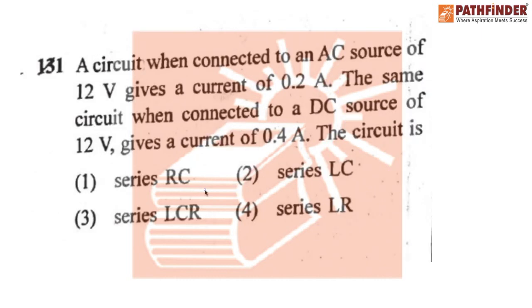A circuit when connected to an AC source of 12 volt gives a current of 0.2 ampere. The same circuit when connected to a DC source of 12 volt gives a current of 0.4 ampere. The circuit is. Okay.